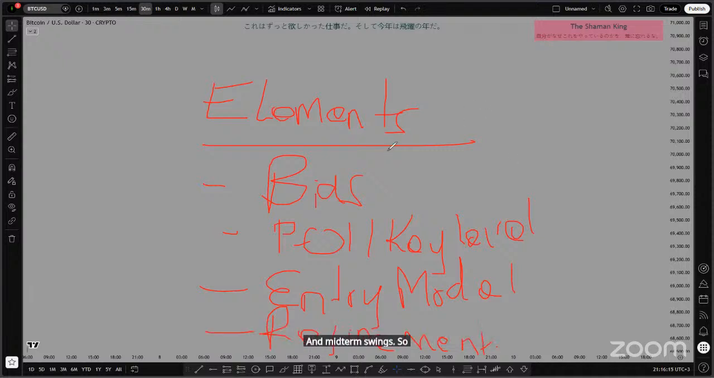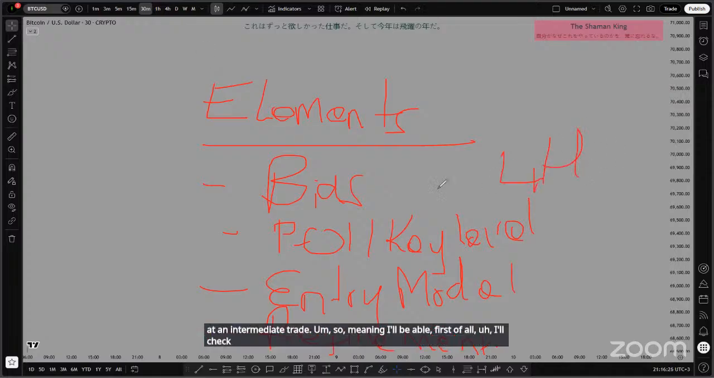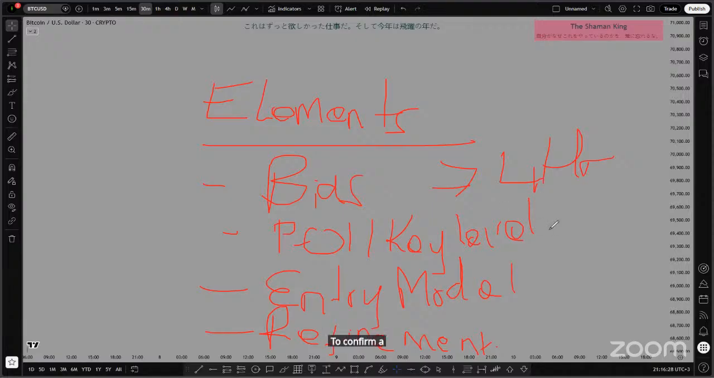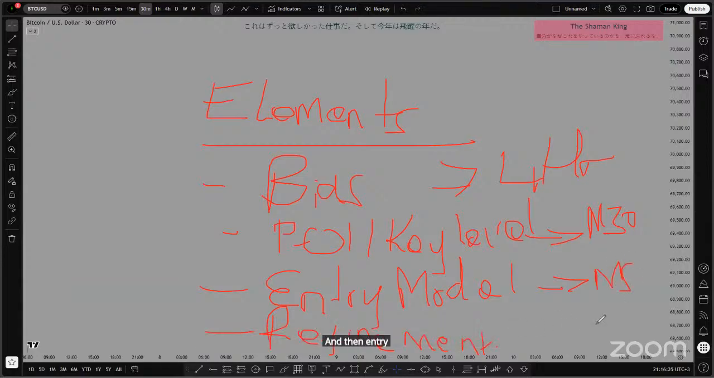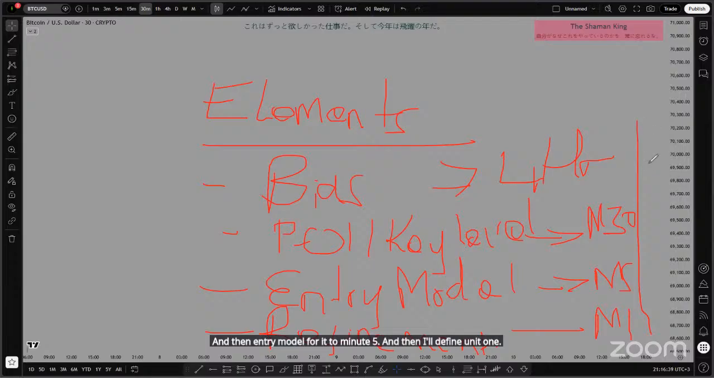So let's say, for example, I'm looking at an intraday trade. First of all, I'll check the 4-hour to confirm a bias. The point of interest is going to be found on the 30 minute. For the entry model, I'll look for it on the 5 minute, and then I'll refine on the 1 minute. Or I can use the daily and then the H1, then the 15, and then refine on the 3.